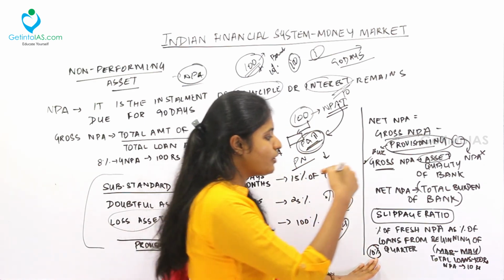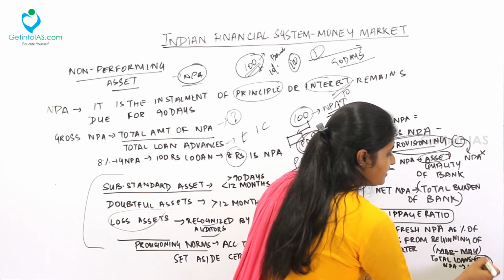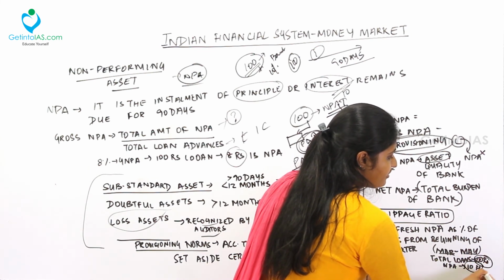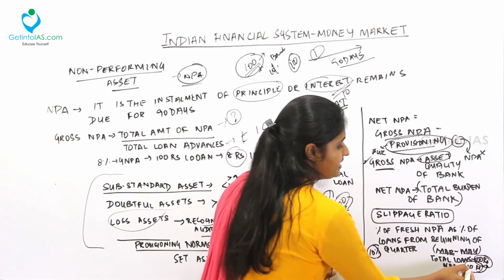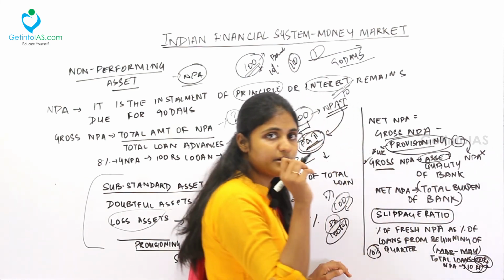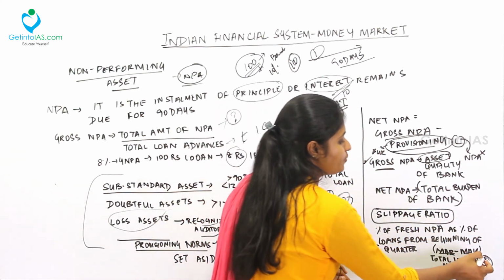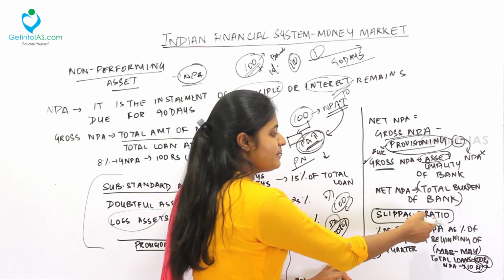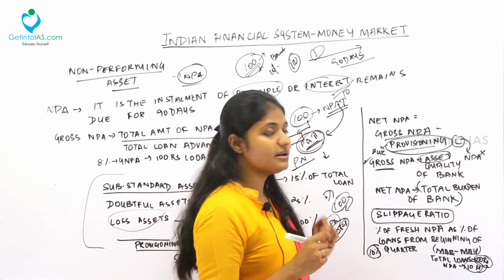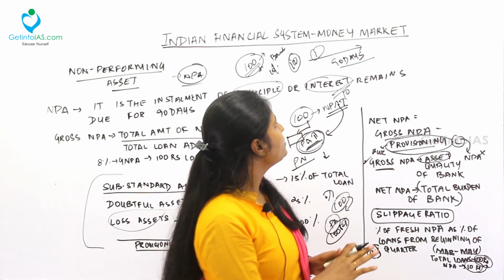So however much amount the loan has been given, from that the NPA will be calculated. From this the percentage will be calculated. 10 in 100 rupees is 10%. Fine. 10 rupees in 100 rupees is 10%. So the slippage ratio of the respective bank will be 10%. So this is all about NPA.